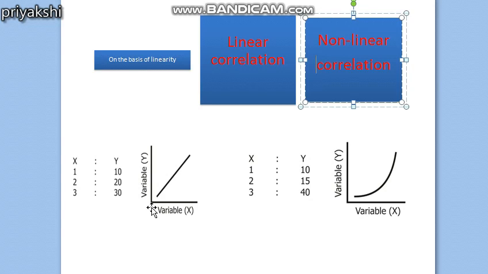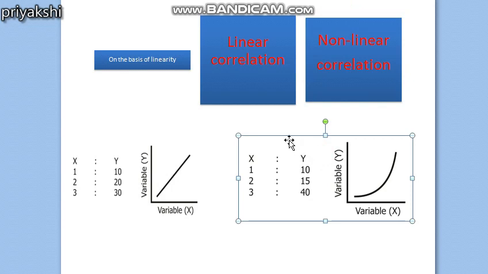Now see what is non-linear correlation. Correlation is non-linear if the amount of change in one variable does not bear a constant ratio to the amount of change in the other variable. So if we plot this graph, x is incremented by 1 here, but y is first incremented by 5, then it is incremented by 25. So there is no constant increment in the corresponding variable, so we call this relationship a non-linear relationship.